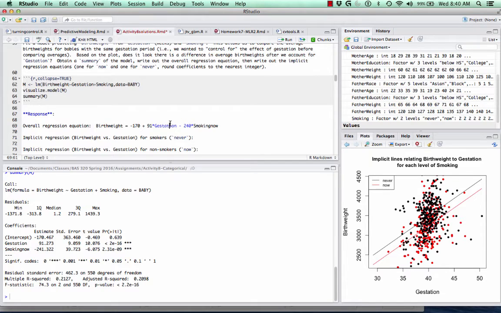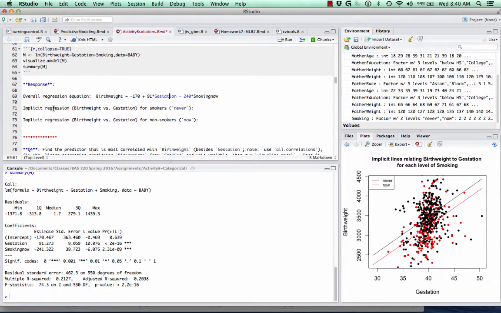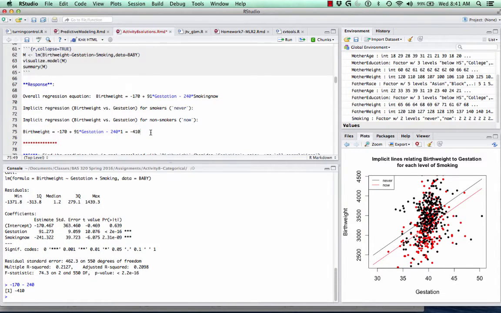If we wanted to recover the implicit regression equation for smoking now equals 1, we can just plug in 1 for smoking now. I can just copy and paste here, plug in a 1, and simplify. Minus 240 times 1 is minus 240, and so that would give me a minus 410. Let's double check that math. Minus 240, yeah, I got it right.